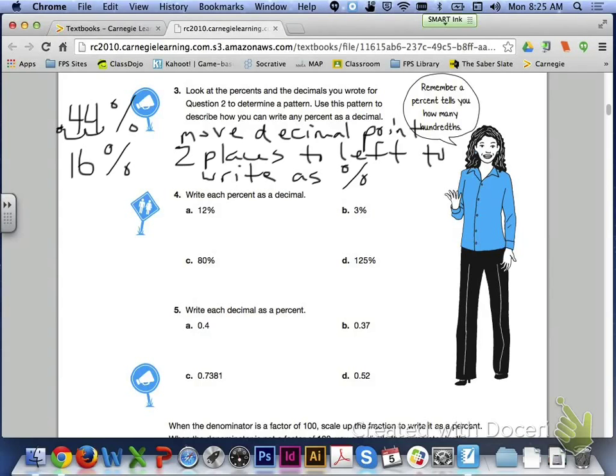Same thing for letter B, you had 16%. If you move that decimal point 2 spots to the left, then you're going to have 16 hundredths for your decimal.